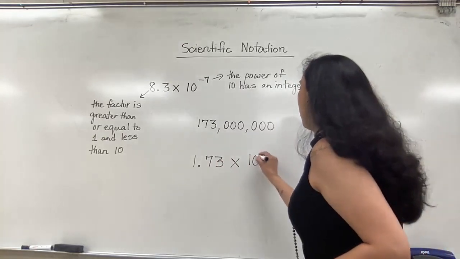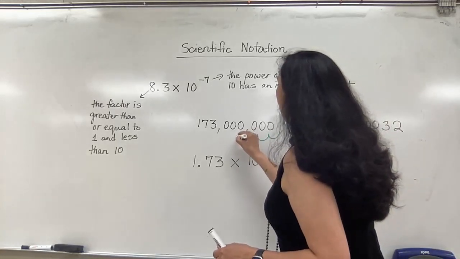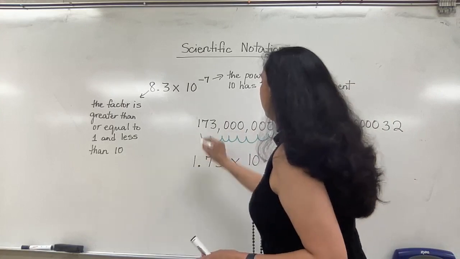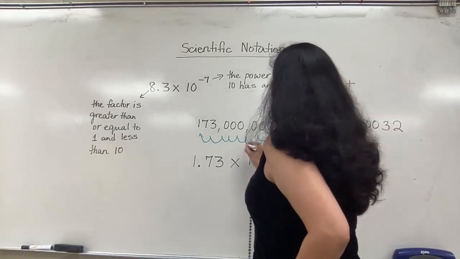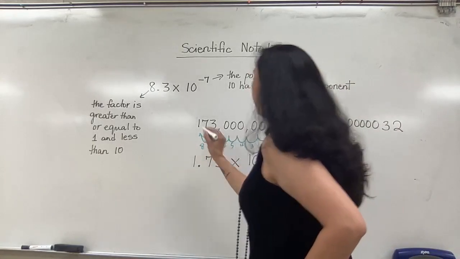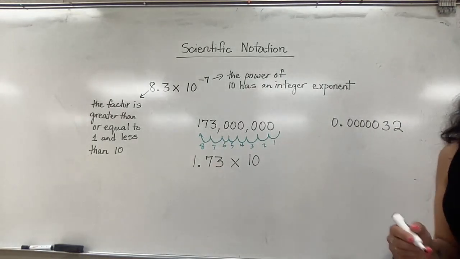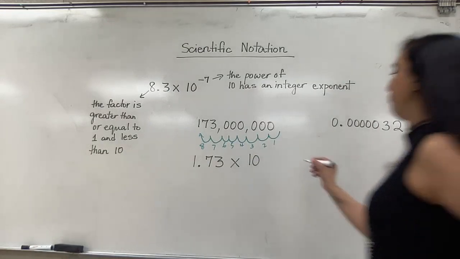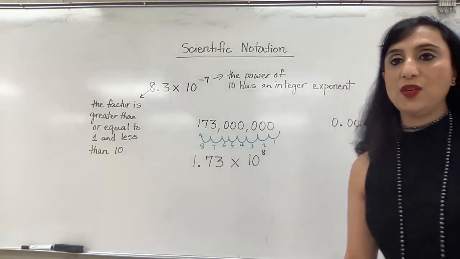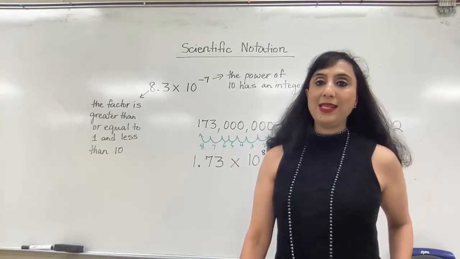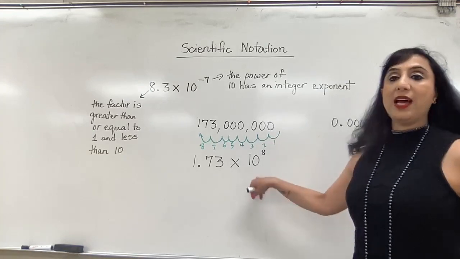times, let's see how much we move to the left. 1, 2, 3, 4, 5, 6, 7, 8. So I have moved 8 places to the left. So I move the decimal 8 places to the left, so my 10 is going to have the power of 8. So 1.73 times 10 to the 8th power. This is my standard form of 173 million written out as a number in scientific notation.